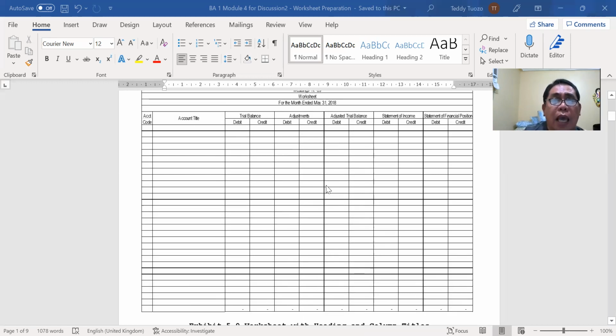Okay. Simply, as I've said, whatever is in the trial balance, we forward it. Write the account title, or if there's an account code, then the account title should also be written, and then the amount. If it's a debit balance, you write it in the debit column. And if in the trial balance it's a credit balance, you also copy it in the credit column. Again, the trial balance here means the unadjusted trial balance.